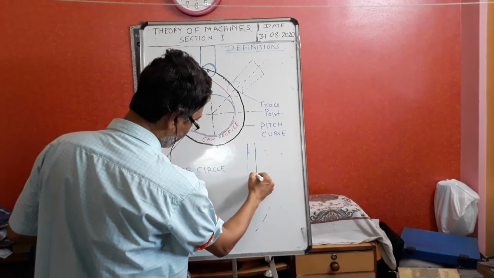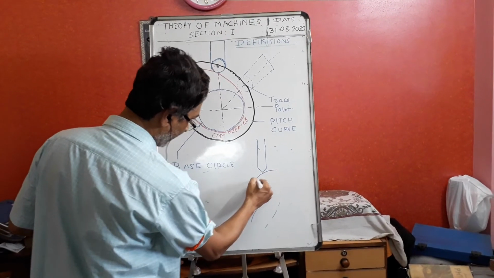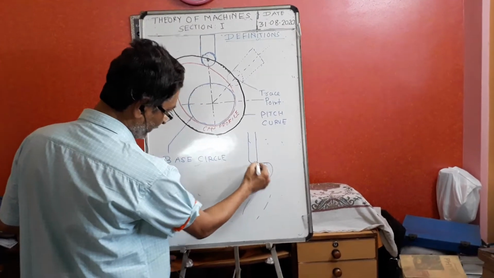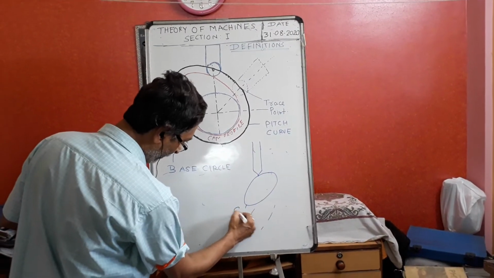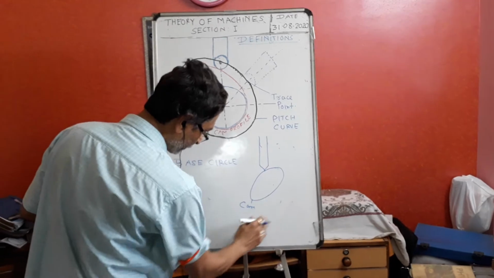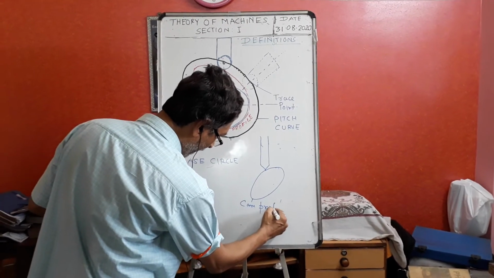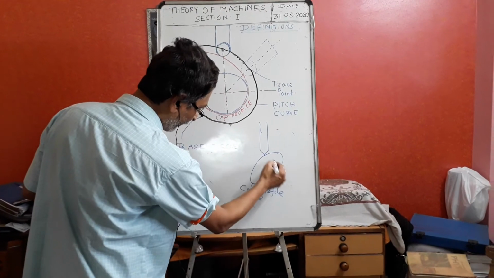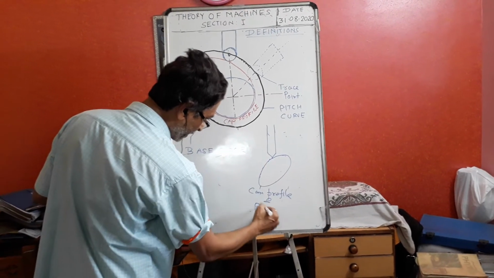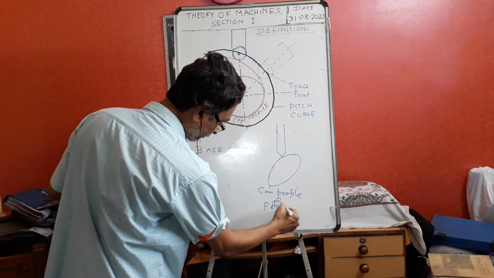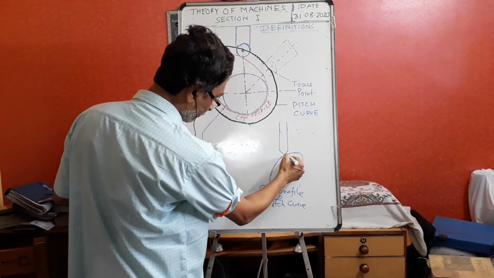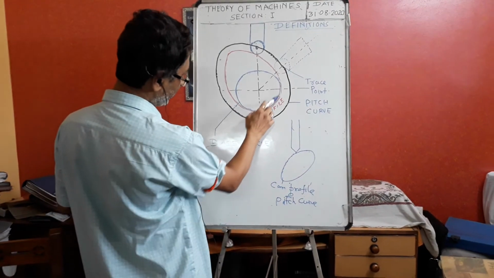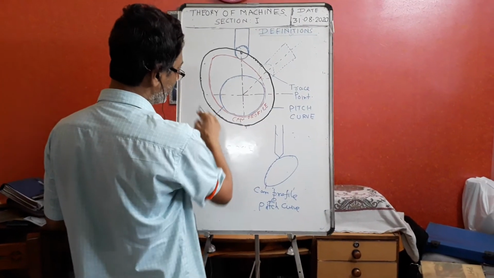Suppose this is the knife edge follower and this is the cam. In a knife edge follower, the cam profile and pitch curve are the same. This is the cam profile as well as the pitch curve, both are the same because both lie on the same line. But in case of a roller follower, the red one is the cam profile and the black one is the pitch curve.